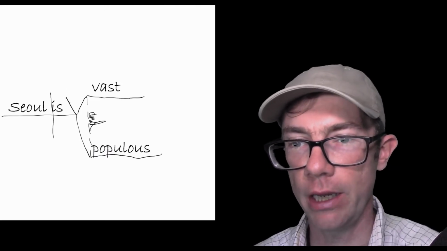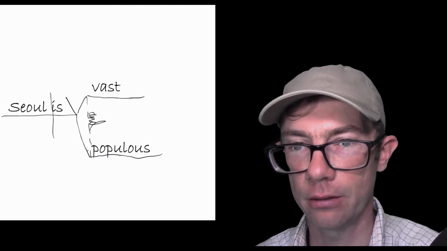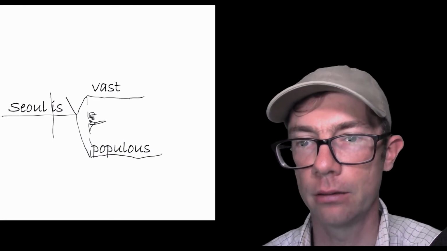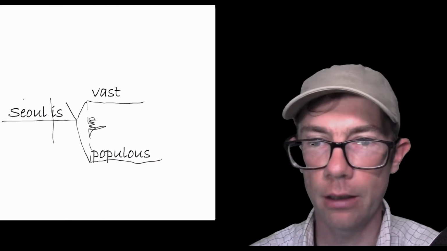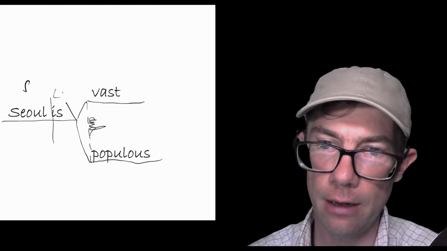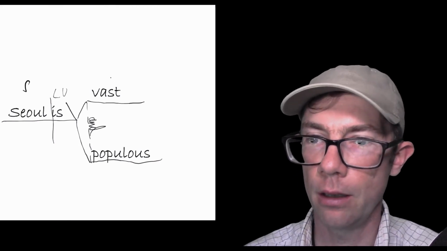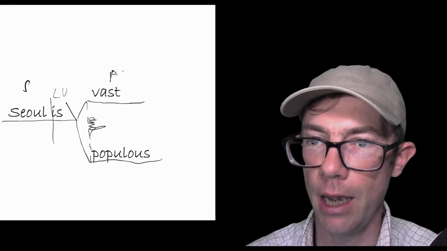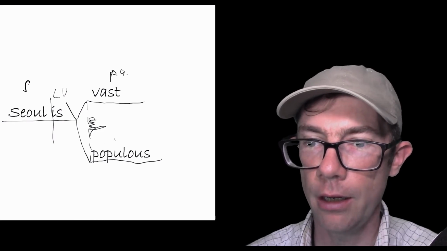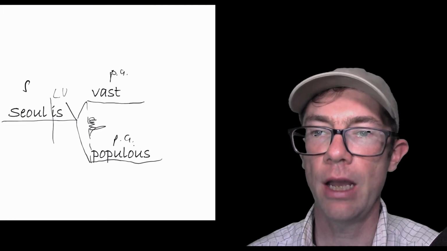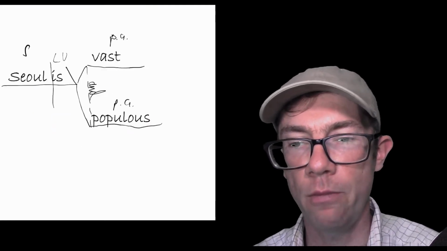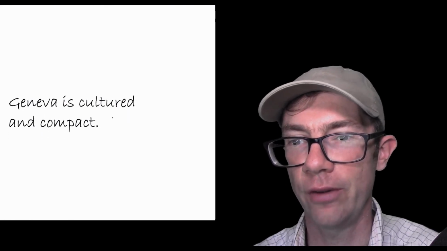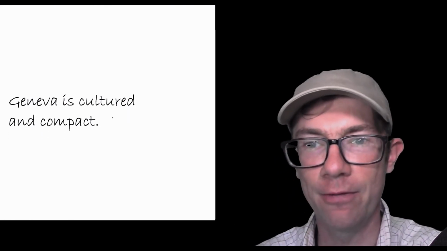Anyway, Seoul is vast and populous. Anything missing? No, that's fine. What do we have here? Answer, subject, linking verb is, one predicate adjective, another predicate adjective. In fact, we have a compound predicate adjective. Well done.